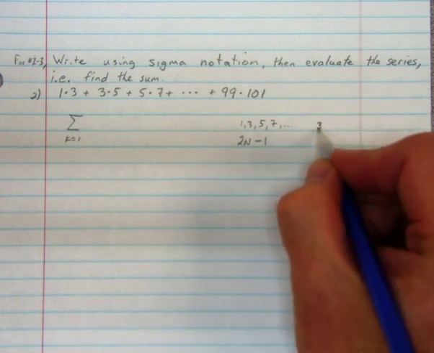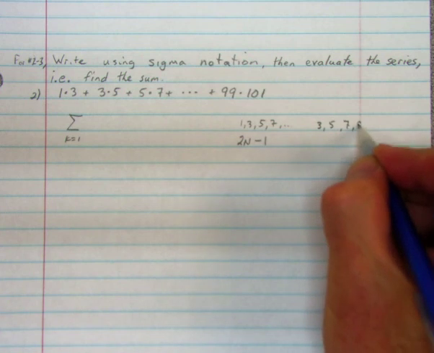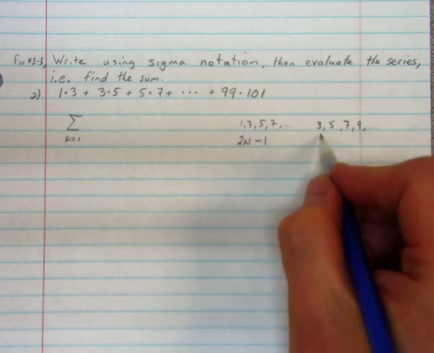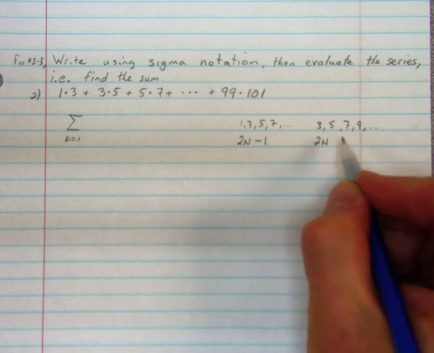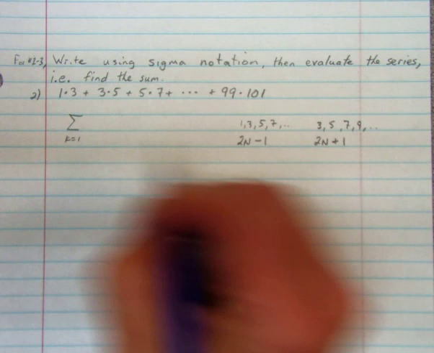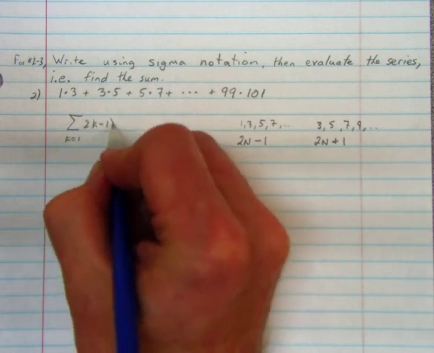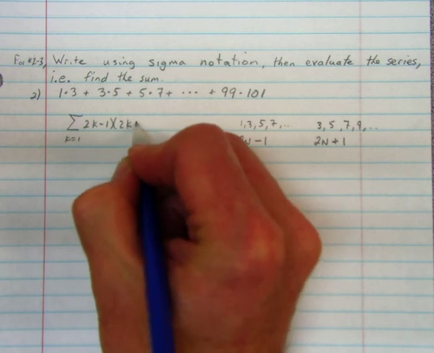We could look at the second term, 3, 5, 7, 9, and so on. And that also has a common difference of 2. And what do we have to do to 2 to get 3? Add 1. And since our index is k, we're going to say 2k minus 1 times 2k plus 1.